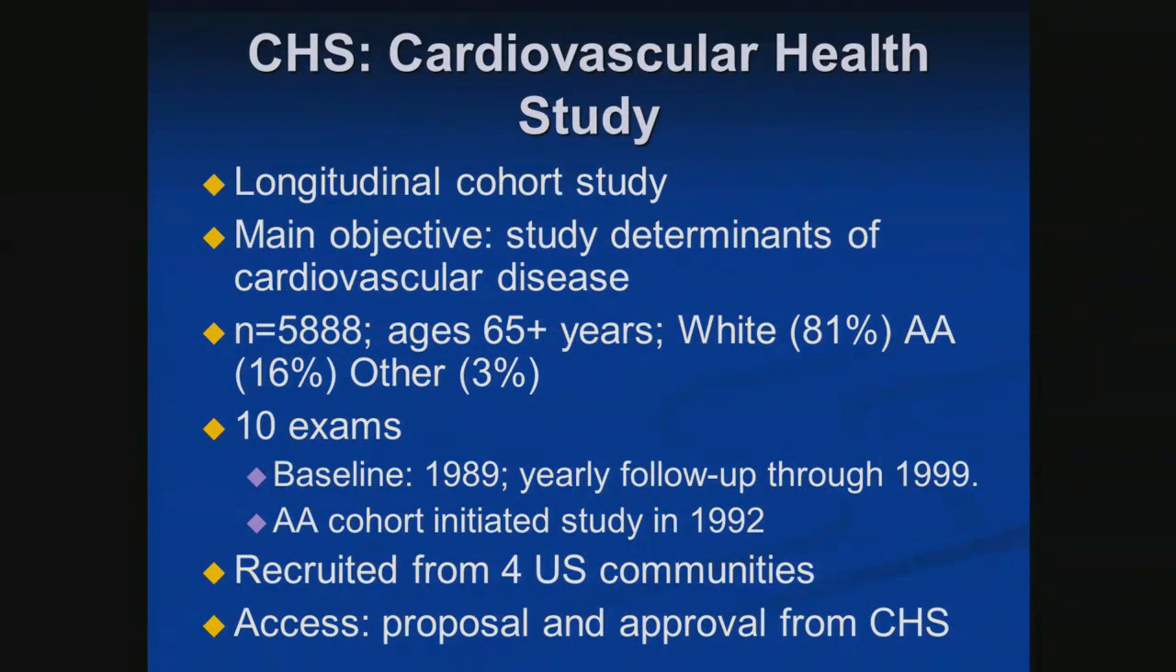So CARDIA, that Heather is very familiar with, recruited participants ages 18 to 30. ARIC recruited middle-aged participants, and then CHS looked at the older participants. So they recruited individuals from Medicare eligibility lists. So all the participants in CHS are on Medicare, okay? That has advantages and disadvantages, obviously. They're all 65 and older.